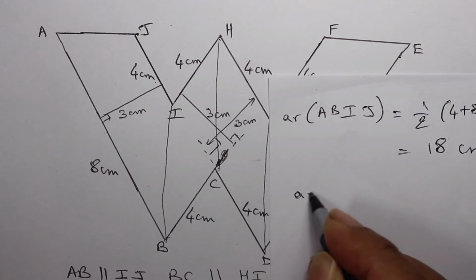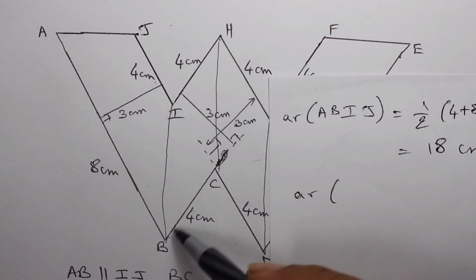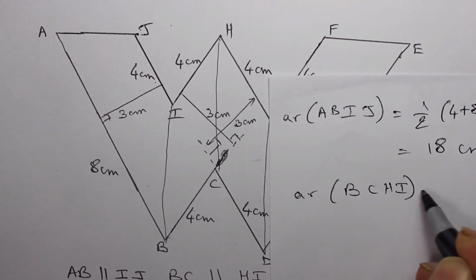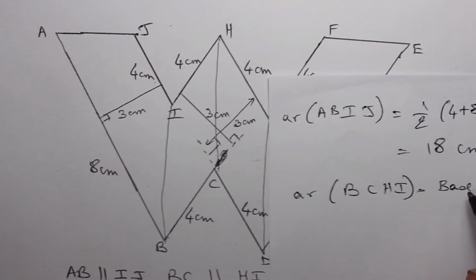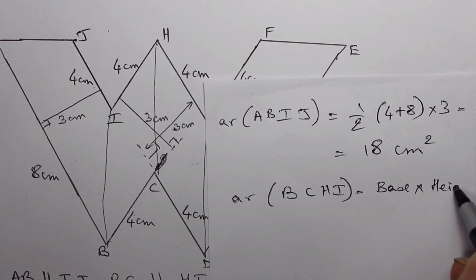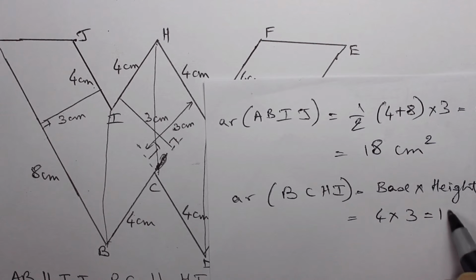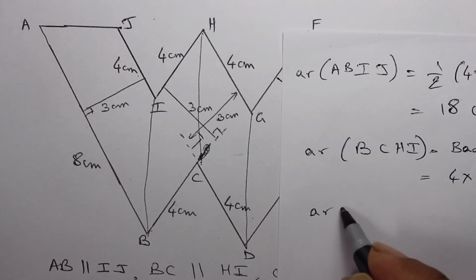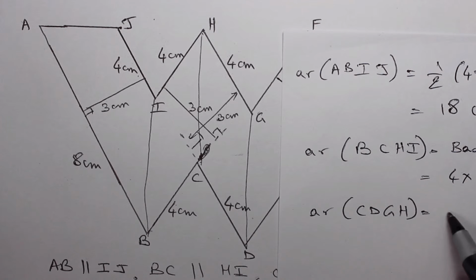So next, the area of this parallelogram, which is here, BCHI, is base into height, and this is 4 into 3. So this is 12 centimeters square. Same way, the area of CDGH is equal to 12 centimeters square, which is also a parallelogram.